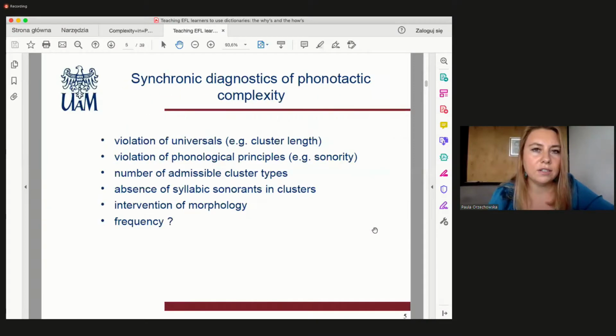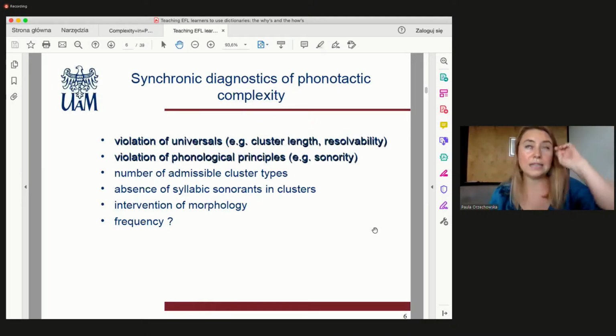So there are several diagnostics of complexity which have been listed in the literature, but I'll focus mainly on these 2. So violation of universals. Universal 1 of Greenberg, that's cluster length, so size, and universal 3, basically the compositionality of clusters. We should be able to decompose them into constituent parts. And also phonological principles such as the sonority sequencing generalization, which has been traditionally used in the study of phonotactics. And then what about frequency here? Well, let's have a look.